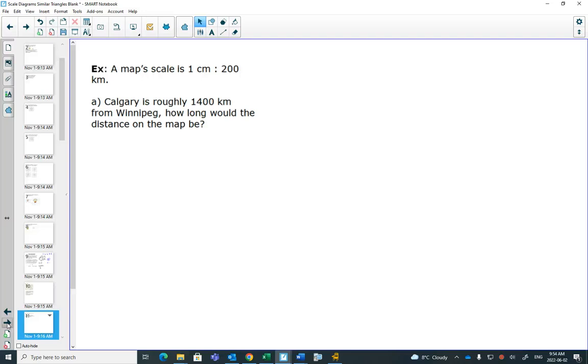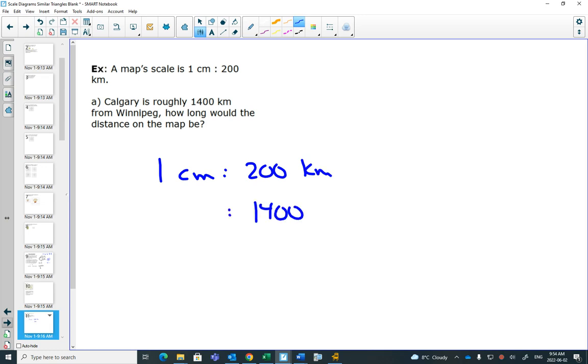This would not be a very good scale to draw the city of Winnipeg, because then everything would be fit into a very tiny bit. But it might not be a bad scale if you were drawing a map of Canada. So Calgary is roughly 1,400 kilometers from Winnipeg, and if your scale is 1 centimeter is 200 kilometers, you need to figure out, if you had 1,400 kilometers, 7 centimeters would make sense.